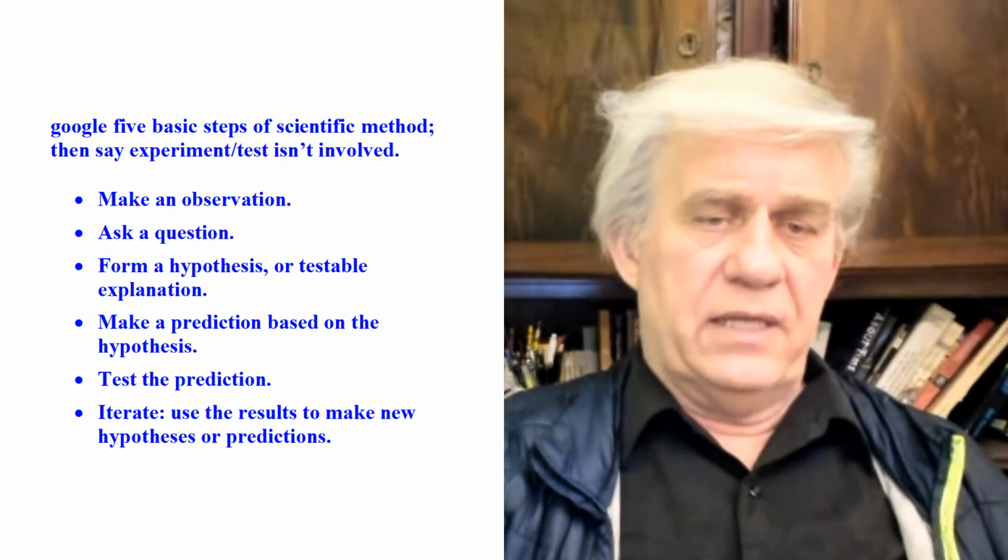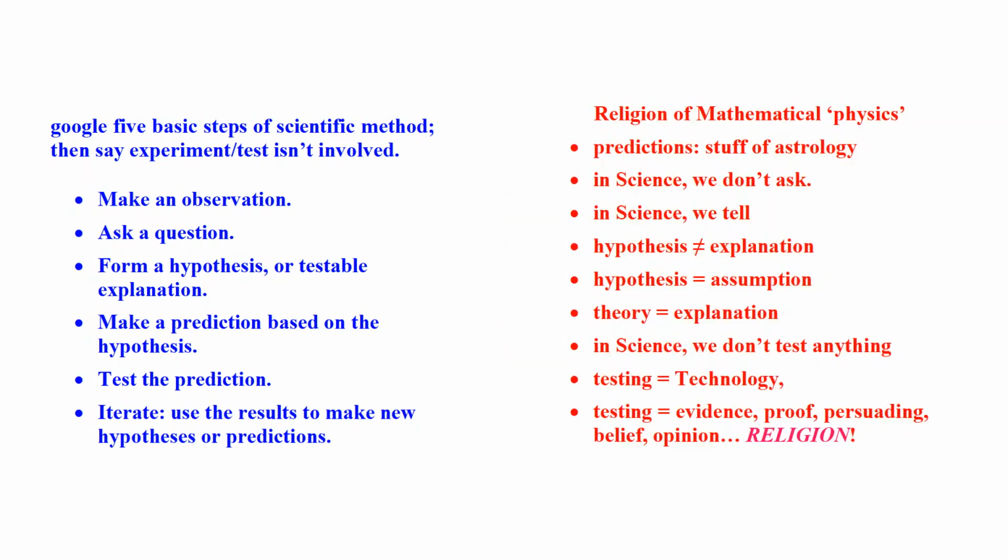Okay. So what's wrong with all this? Let's show this gentleman what's wrong. And here it is. Religion of mathematical physics. That's what this is, not the scientific method. Predictions, the stuff of astrology. Science, we don't ask anything. We tell. That's what science is. Science, you've got to explain, not ask, or criticize. Criticism is okay, no problem, but criticism is not science. It's explanation that is science.